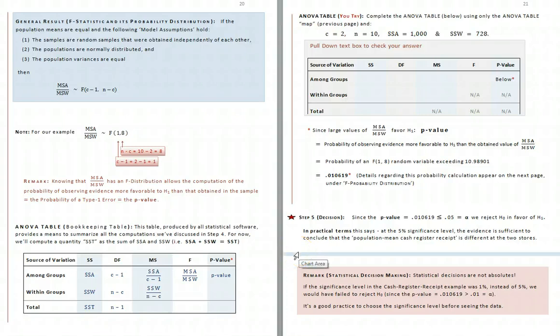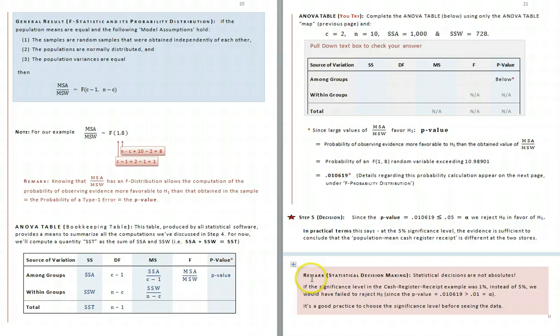So we've completed the 5-step hypothesis test for the one way analysis of variance problem. And we've decided at the 5% significance level that the population mean cash register receipts in the two stores actually differ. The final decision was based on the p-value being less than 5%. The p-value was 0.010619, which is, by the way, just a little bit bigger than 1%.